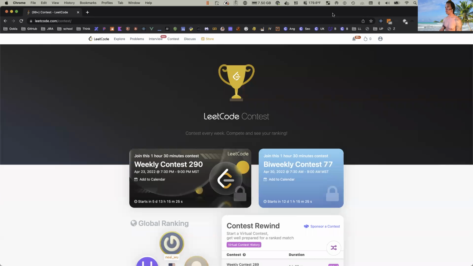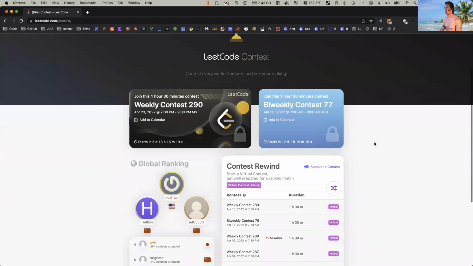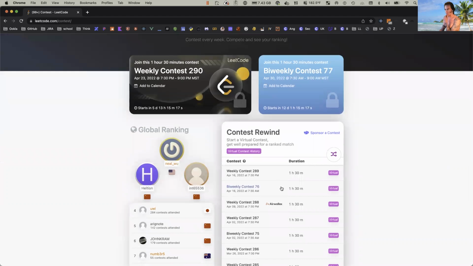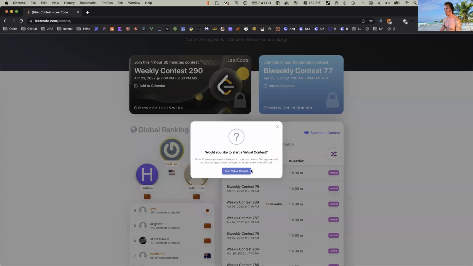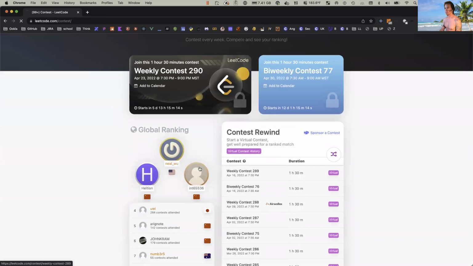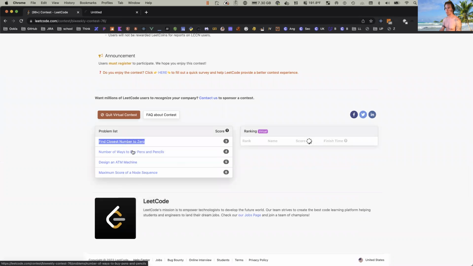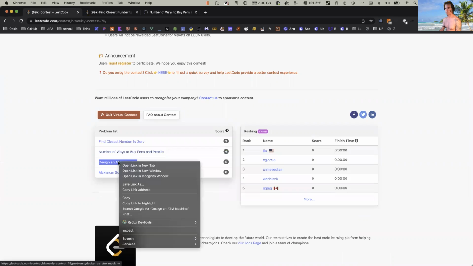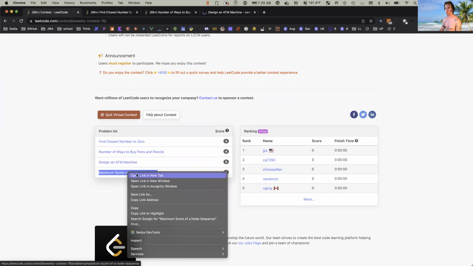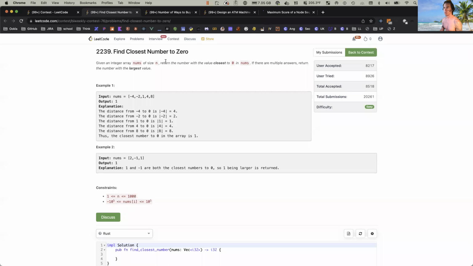All right, good morning. I'm planning to do the LeetCode biweekly contest 76 this morning. So this is last Saturday's contest. All right, here we go. Open these guys up. And here we go. Find closest number to 0.